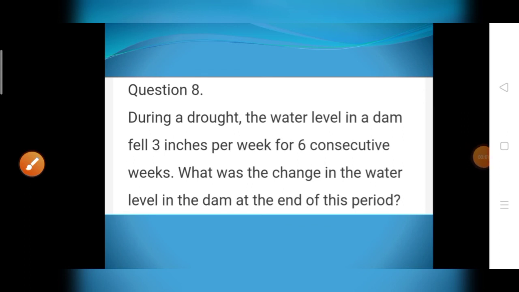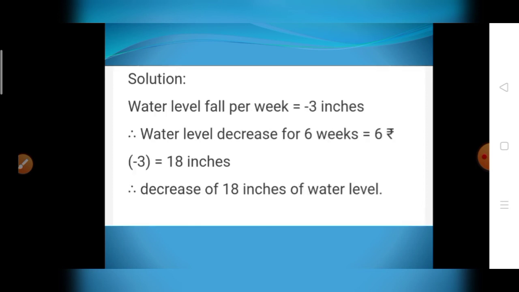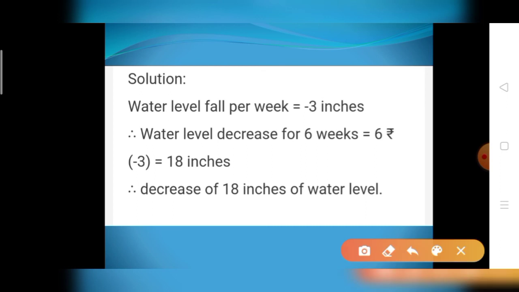The next question: during a drought, the water level in a dam fell 3 inches per week for 6 consecutive weeks. What was the change in the water level in the dam at the end of this period? Solution: water level fall per week is minus 3 inches. Therefore, the decrease for 6 weeks is 6 into minus 3. 6 threes are 18, so minus 18 inches. Plus means increase, minus means decrease. Therefore, the water level decreased by 18 inches.